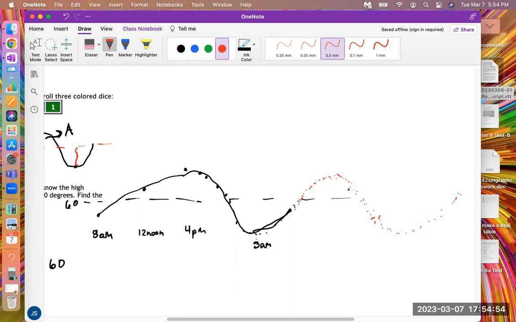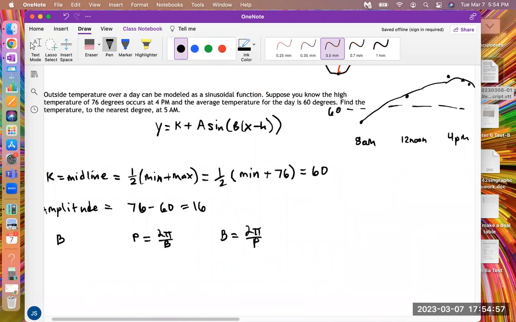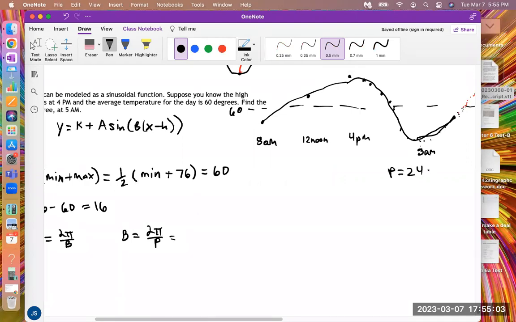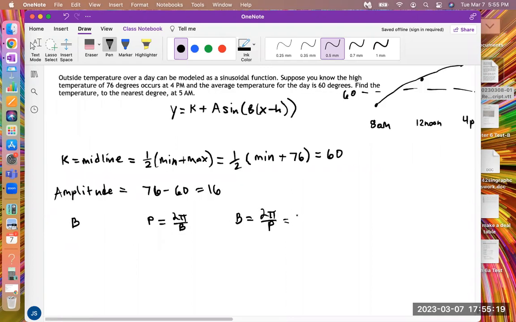Okay, so that would mean that P is equal to 24 hours. That's the cycle where the temperatures start repeating themselves. They have that same kind of hill and valley again and again. The period is 24 hours, so I plug this in to find my B. It's 2 pi over 24, which is pi over 12. So B is equal to 2 pi over 24, or pi over 12.